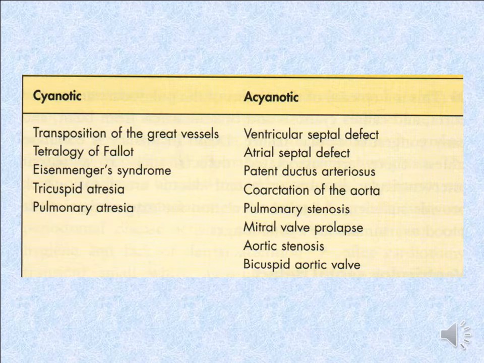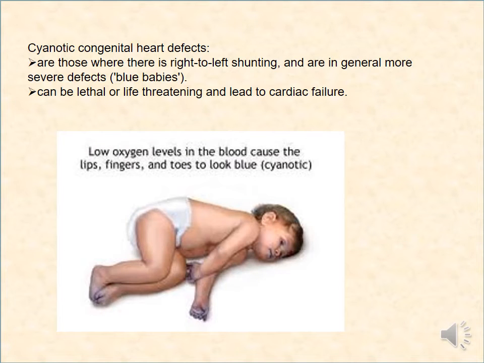The cyanotic type has deoxygenated blood going into oxygenated blood, but in acyanotic, the patient has a normal condition. Cyanotic congenital heart disease defects are those where there is right-to-left shunting and are in general more severe. These defects cause blue babies, can be lethal or life-threatening, and lead to cardiac failure. Low oxygen level in the blood causes the lips, fingers, and toes to look blue, as in blue babies.